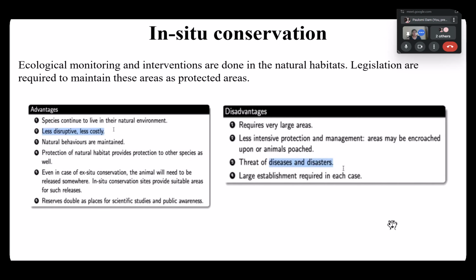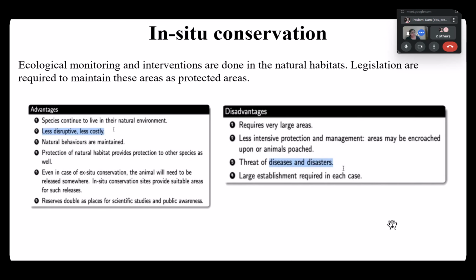And lastly, reserves double as places for scientific studies and public awareness. You do know that national parks and biosphere reserves are open to the public. They are allowed to go there and see the animals in their natural habitat and environment, and that also creates awareness. But it also comes with its disadvantages.